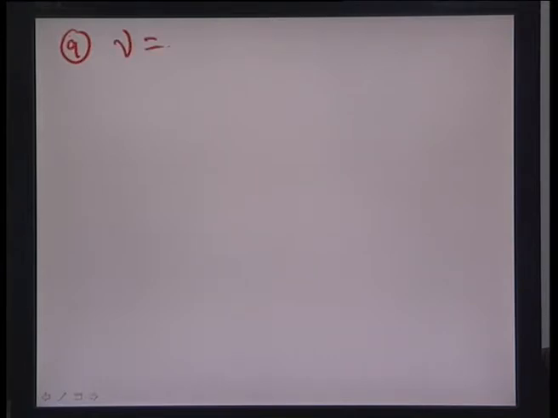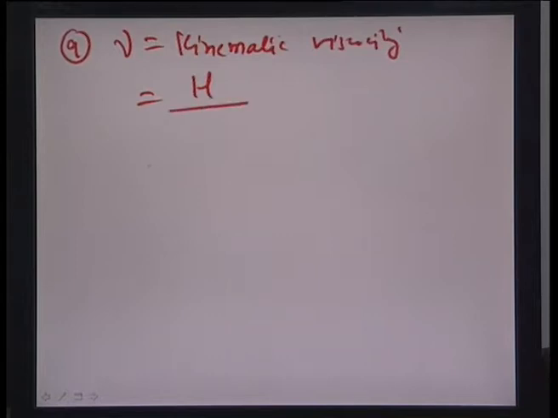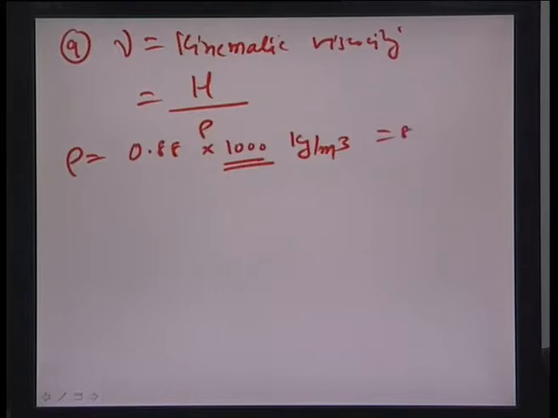As you know, kinematic viscosity, we represent it by the symbol nu. This is really the absolute value of viscosity per unit density. Density in this case, as we know, is 0.88 times 1000 kg per meter cube, which is the density of water at standard conditions. So it is 880 kg per meter cube.